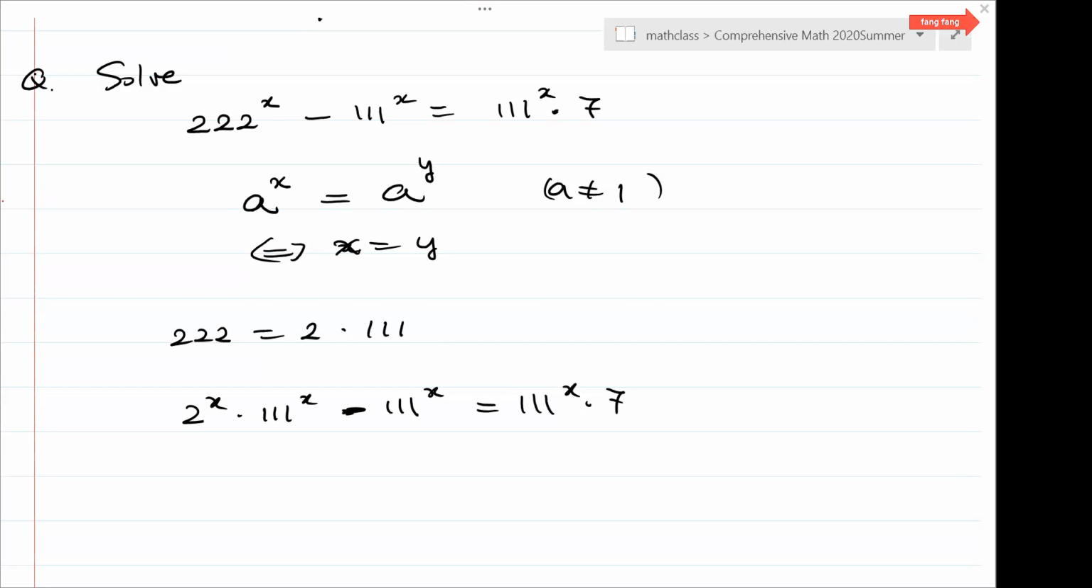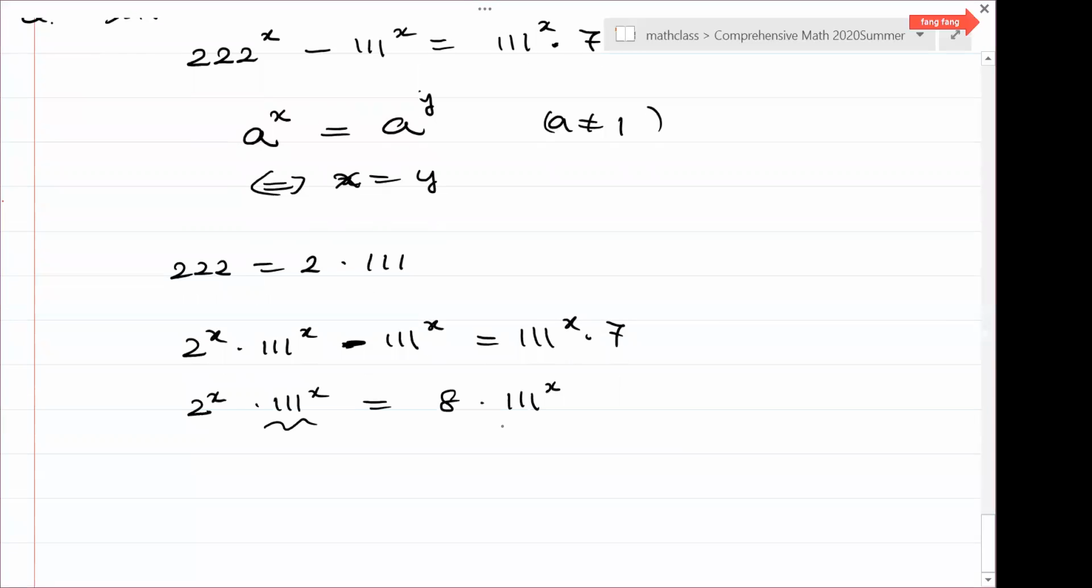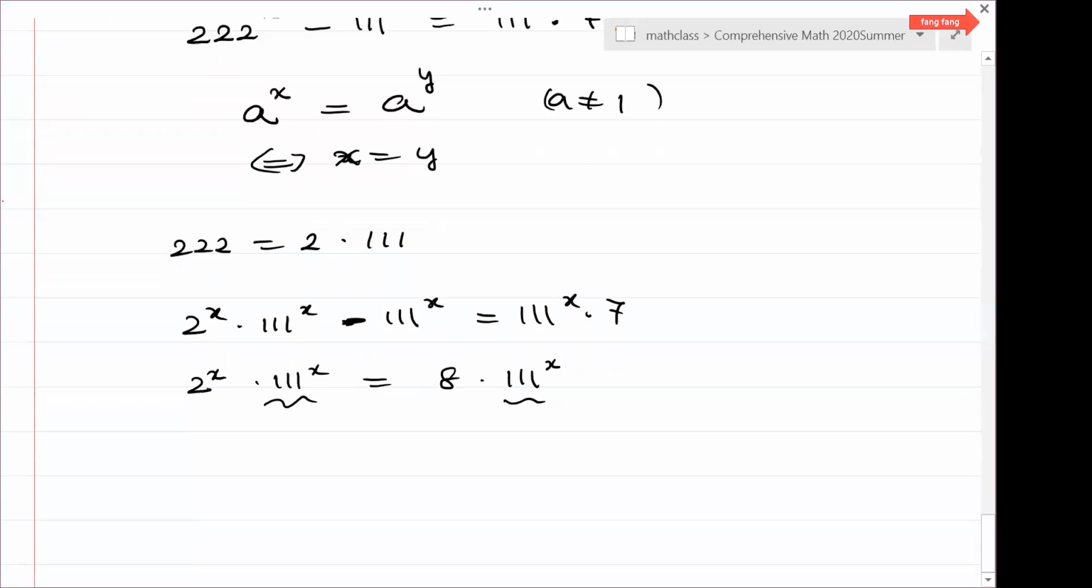Okay. So you get this equation. Now, can you simplify it? There's a common factor here. The common factor is 2 to the x. You can move 111x to the right hand side. Okay, so we'll get 8 times 111 to the x. Then this is a common factor. You can get rid of that.